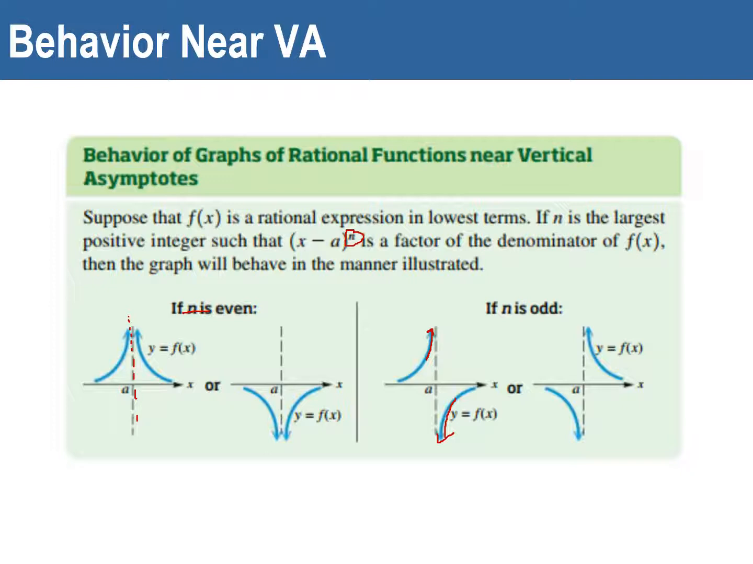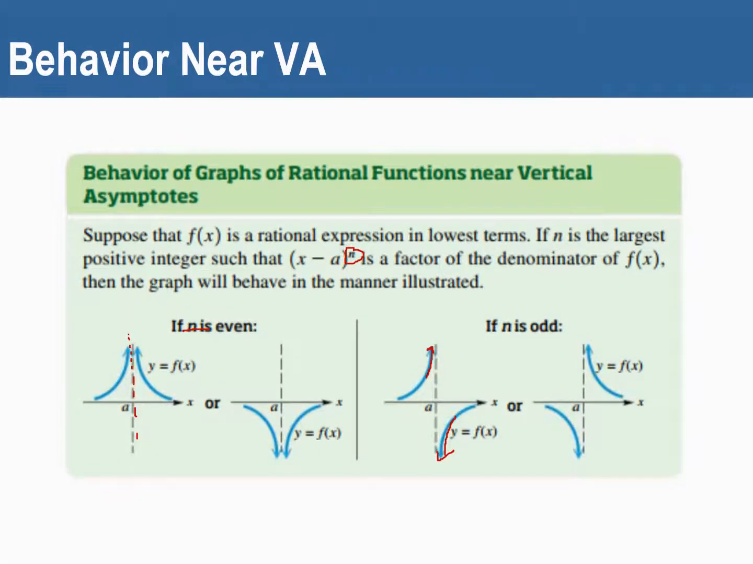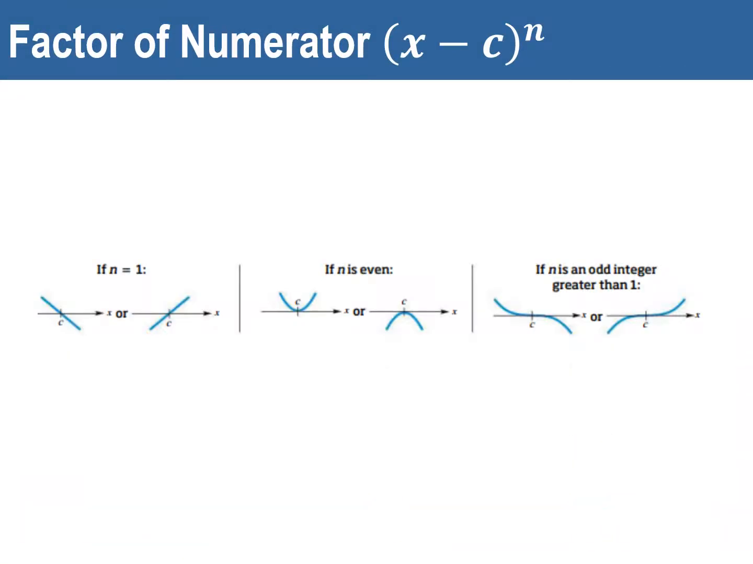And whether it shoots toward positive or negative will depend upon the sign, or how it's already coming in. So remember, when we have x minus c to the n, if n is 1, it's going to cross in a straight line. If n is even, it's going to bounce, it's going to kiss it. And if n is an odd integer greater than 1, then you're going to have this kind of squiggle, this wiggle as it crosses. It won't be a straight line.